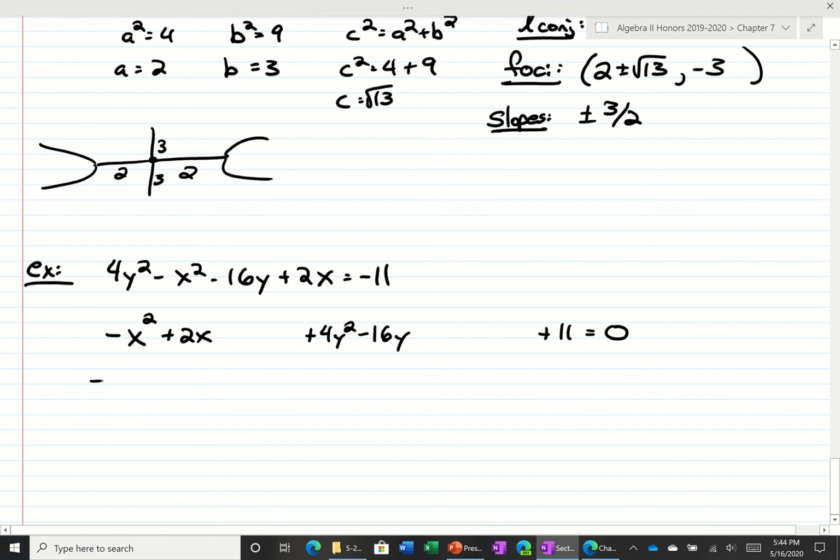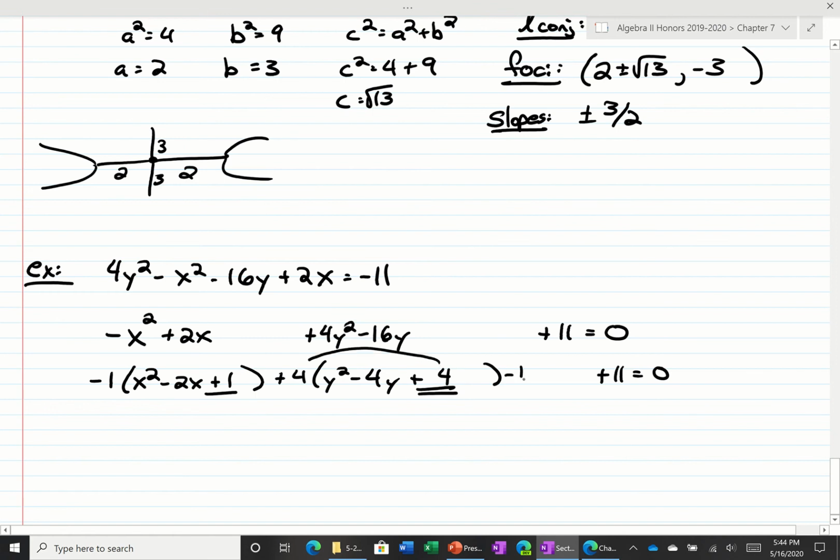So let's factor out a negative 1. We have x squared minus 2x. Take out a 4, we have y squared minus 4y. Well, taking half and squared, we get 1. Taking half and squared, we get 4. 4 times 4 is 16, so we're going to subtract 16. 1 times negative 1 is negative 1. We're going to be subtracting negative 1.